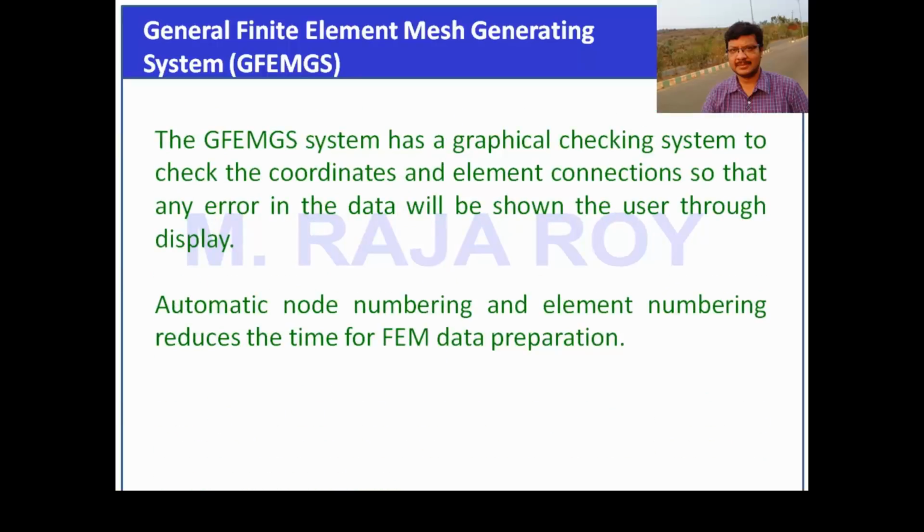The GFEMGS system has a graphical checking system to check the coordinates and element connections so that any error in the data will be shown to the user through display. Automatic node numbering and element numbering reduces the time for FEM data preparation.